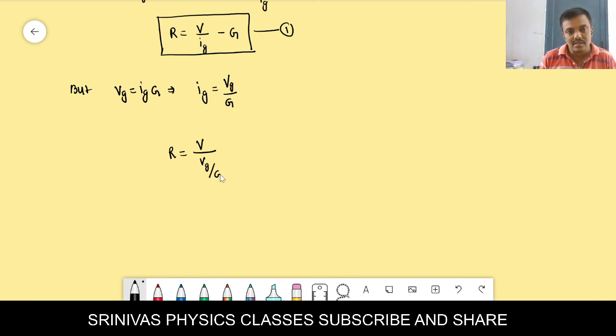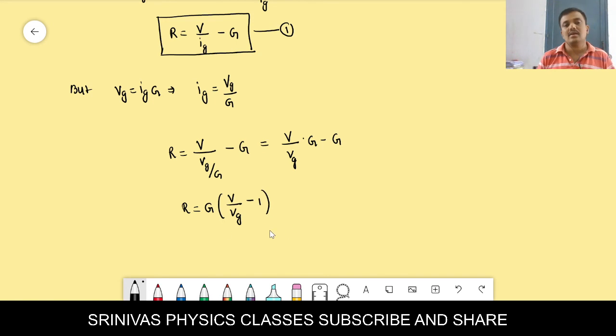We know one thing, the voltage across the galvanometer Vg is equal to Ig into G. This I substitute in the above equation, that is Ig is equal to Vg by G. Then we will get R as V by Ig, written as V by (Vg by G) minus G, and this we will get as V by Vg into G minus G. Here we can take G common: G into (V by Vg minus 1). R is equal to this formula.